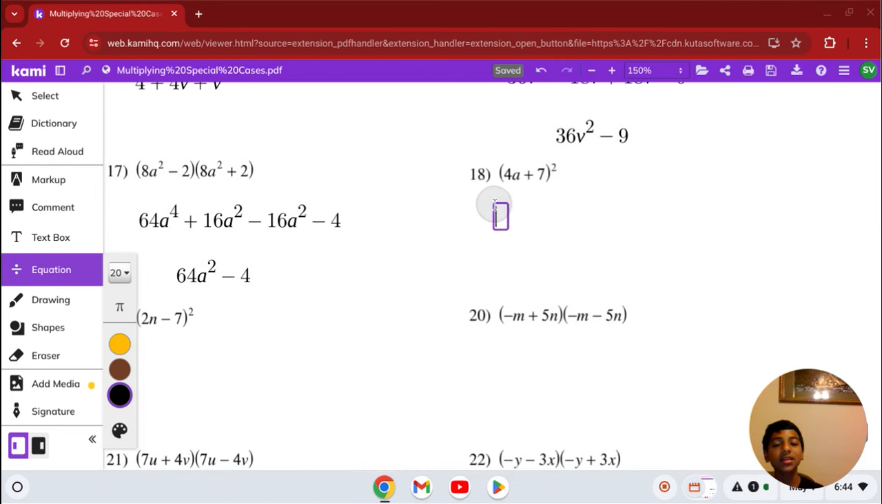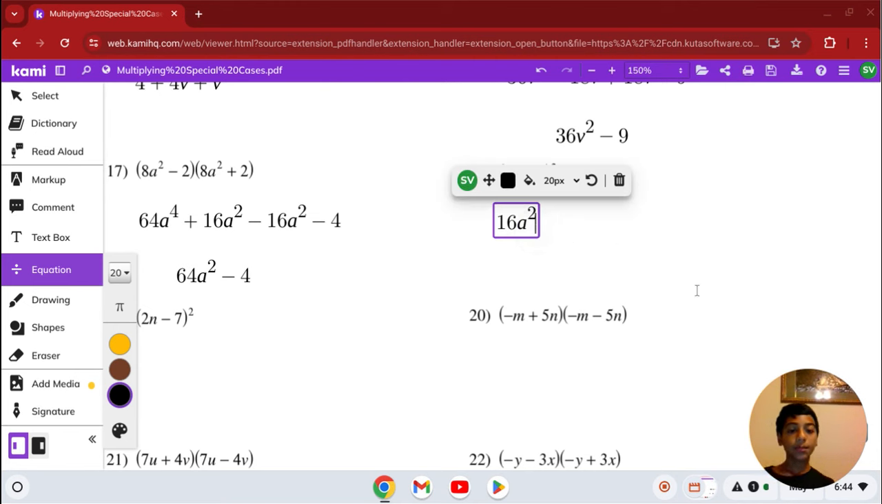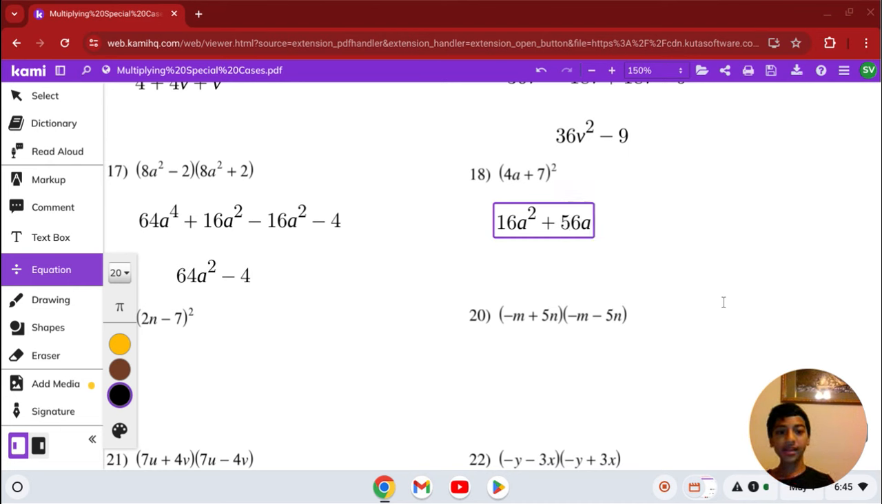Number 18, (4a plus 7) squared is what we have. So a squared, which is 16a squared, plus 2ab, which is 2 times 28a, which is 56a, plus 7 squared, 49.